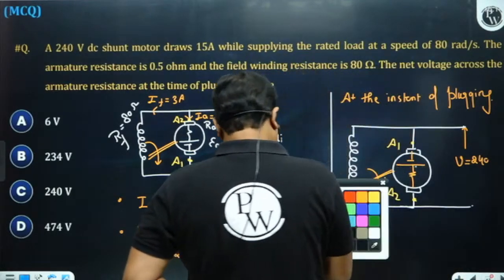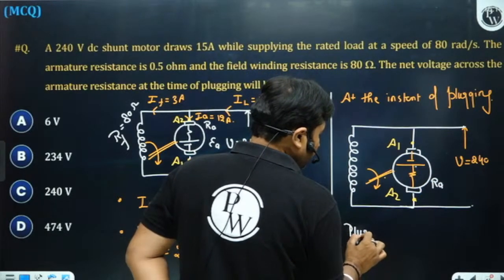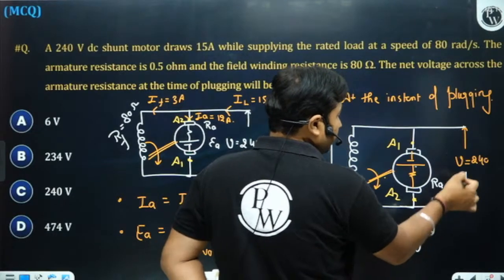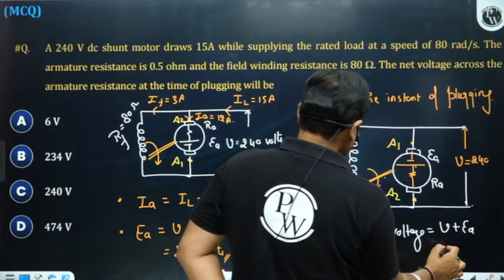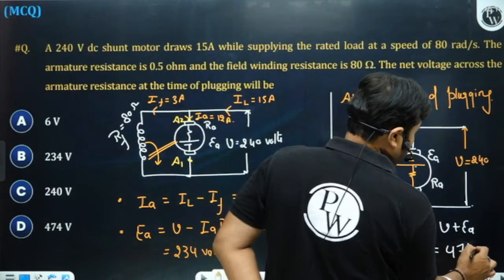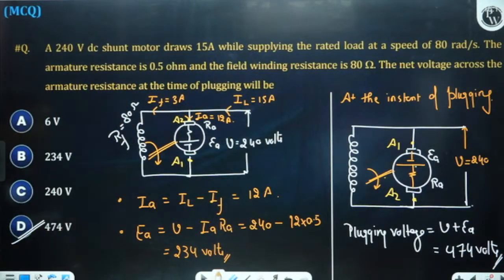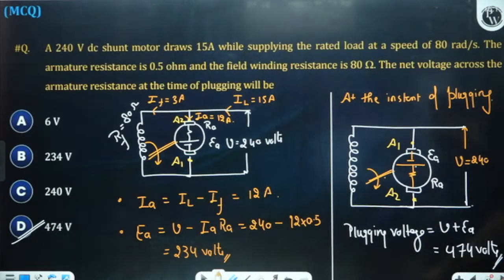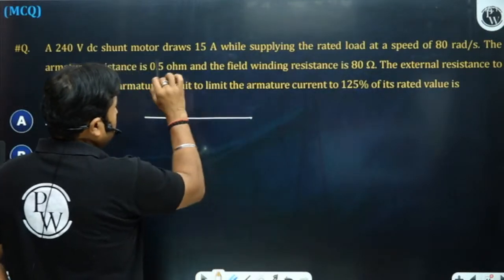What is the voltage appearing across the armature resistance? Voltage appearing across the armature resistance is the plugging voltage. It can be clearly observed the voltage appearing here is V plus EA. So 240 plus 234, 474 volts. So this is the voltage appearing across the armature resistance. This voltage is very high, so that will create a very high current. So while plugging, we need to use an external resistance to limit the current.